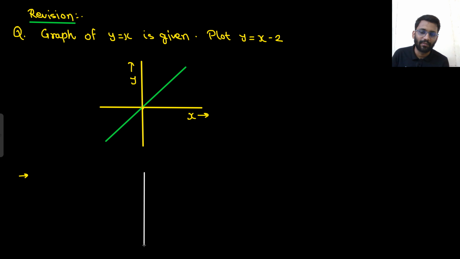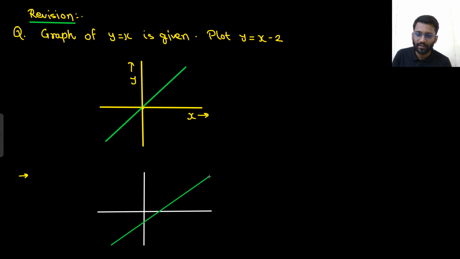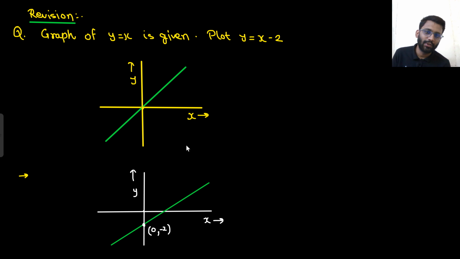So what will be the graph? The graph will be something like this. This will be shifted downward. That's it. So whatever the point that was at 0, this point would become here at minus 2. So the value of y is minus 2, value of x is 0. Right? You can check as well. At x equals 0, what do you get? y equals minus 2. x equals 0, you are getting y equals minus 2.